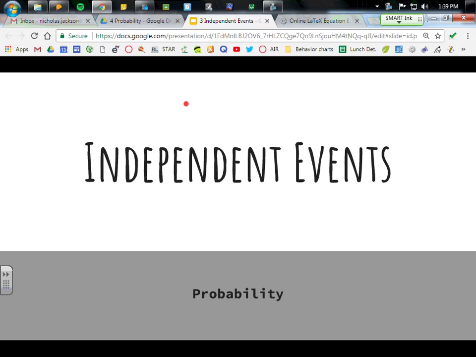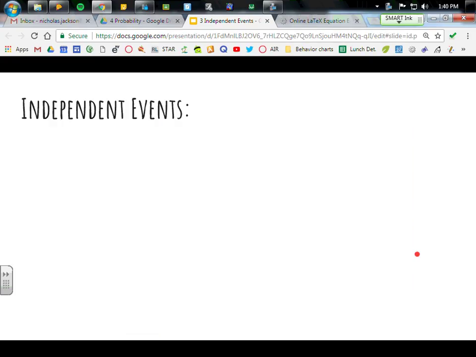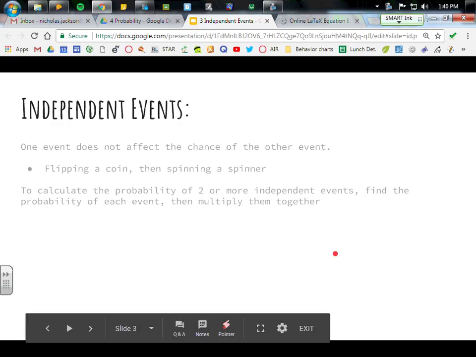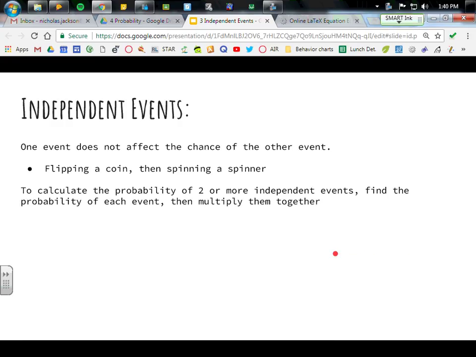Okay, so today in class we started talking about independent events and probability. So let's take a look at that. Independent events are those where the outcome of one event does not affect the outcome of the following events. They don't change each other. All right. So an example of an independent event would be flipping a coin and then spinning a spinner.